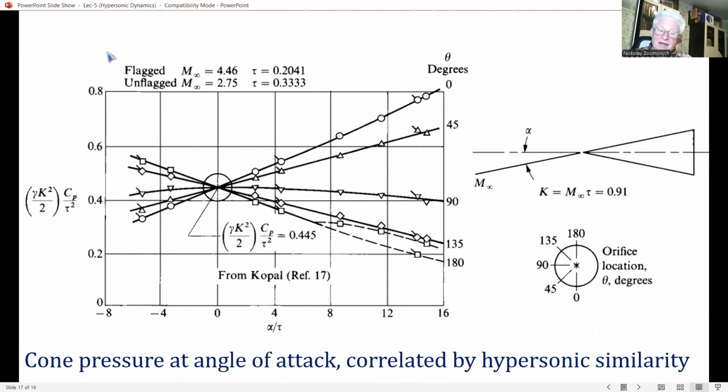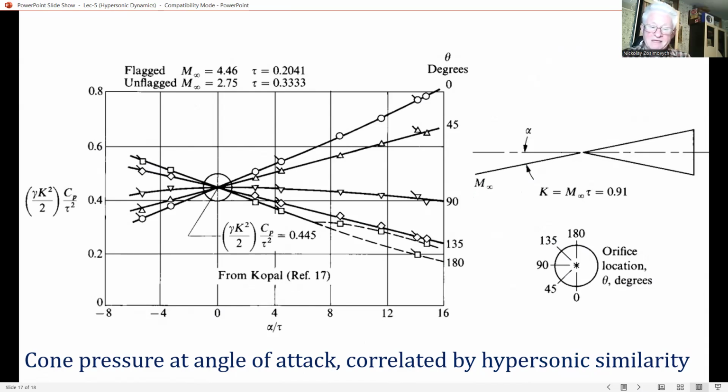Experiments reported some pressure distributions over two sharp right circular cones at various angles of attack contained in the NACA 10 by 14 inch supersonic wind tunnel. The free-stream Mach numbers were 4.46 and 2.75. And the cones had different slenderness ratios, such that K equals 0.91 for both cases.